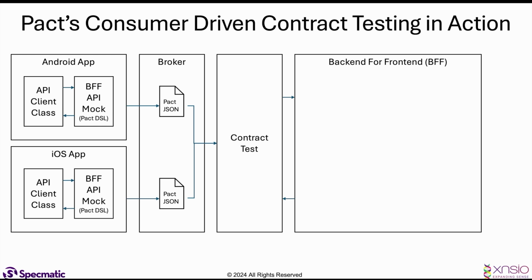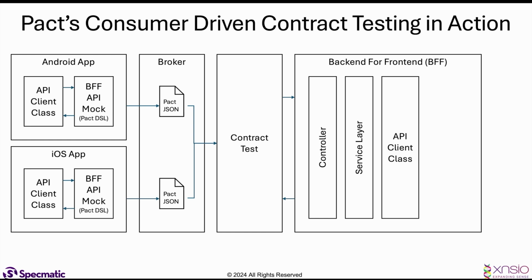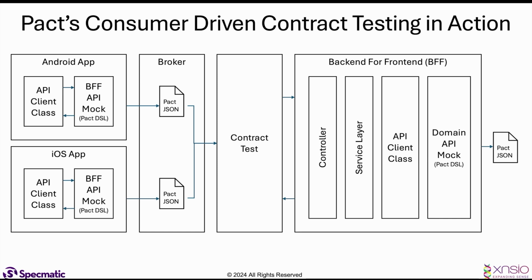So thereby, the contracts for the backend for frontend happen to be a cumulative effect of all the Pact JSONs coming from individual consumers. Now, in the backend for frontend application, we would have various layers. Again, we have the controller, the service layer, the API client class. Here the API client class will talk to the backend for frontend's dependency, which happens to be domain services. Now, I'm guessing you have already come to the conclusion as to what we'll need here. We need a domain API mock, which again we will use Pact DSL to define. As a result of the unit tests we write for the API client class, it would invoke the domain API mock, and the interactions between the API client class and the domain API mock would result in a Pact JSON that is generated by the backend for front-end application.